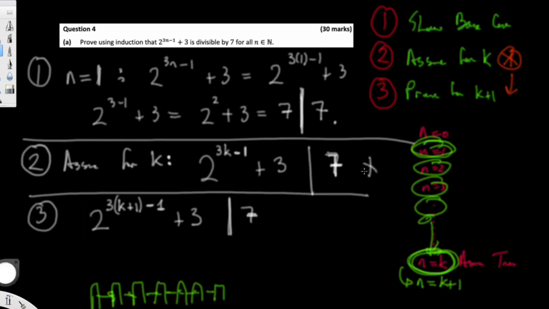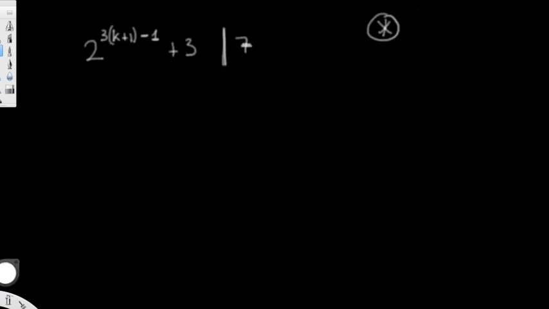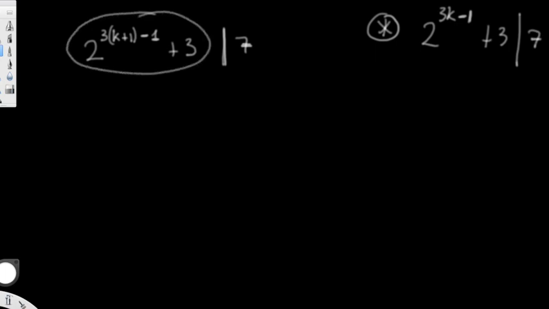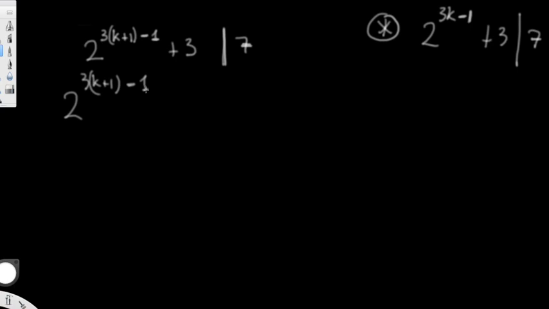So this was our assumption. I'm going to write down our assumption over here. We're going to use that 2 to the power of 3k minus 1 plus 3 is divisible by 7. So we're going to start here with this, and then we're going to get down to a place where we end up with something that we know is divisible by 7.